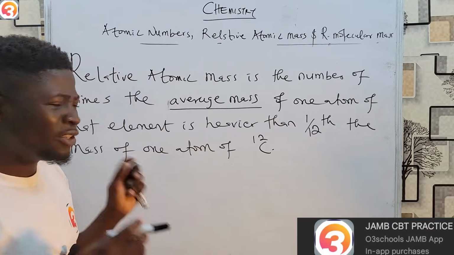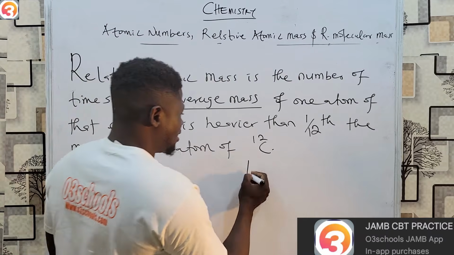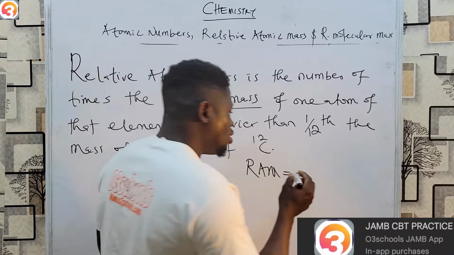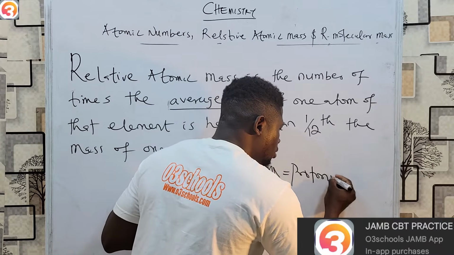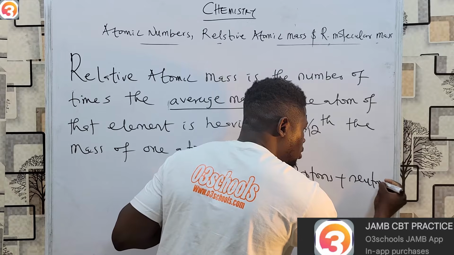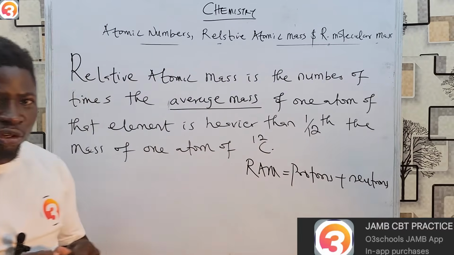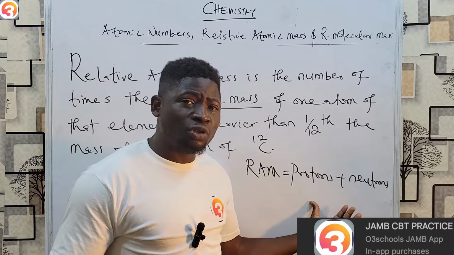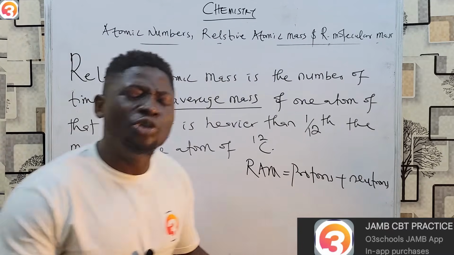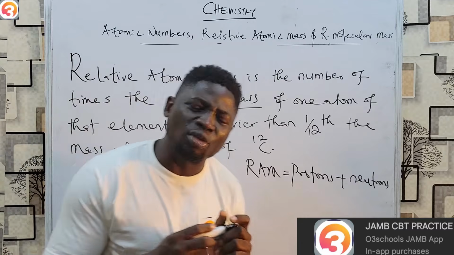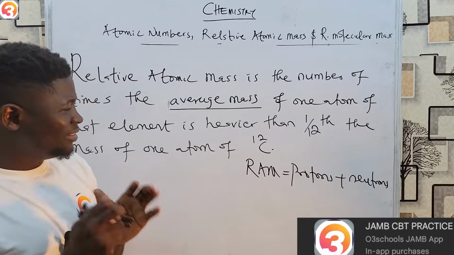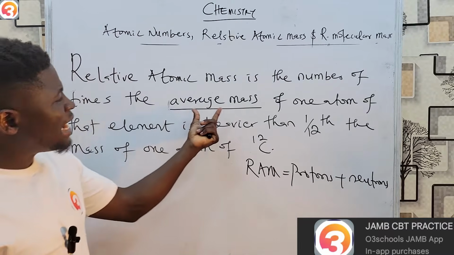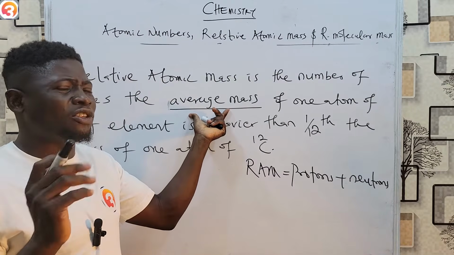But note that the relative atomic mass, RAM, is equal to the sum of the protons plus neutrons in the nucleus of an atom. So to find the atomic mass, or the mass number, you simply add the number of protons to the number of neutrons in the nucleus of the atom in consideration. So that will give us the relative atomic mass. And of course, we use average mass in the definition of relative atomic mass here.